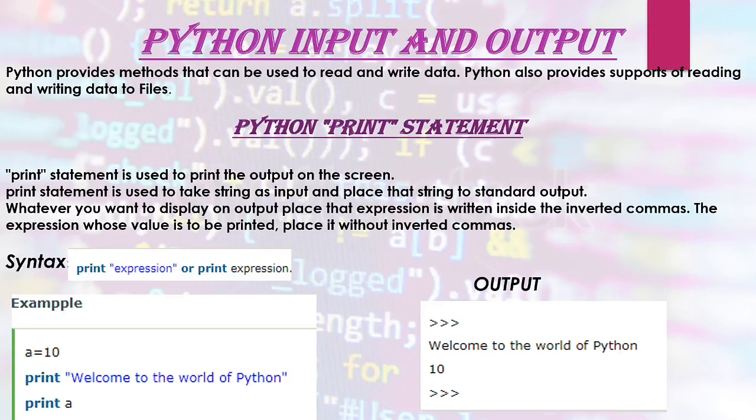So, firstly we will see what the Python input and output is. Python provides methods that can be used to read and write data. Python also provides support for reading and writing data to files.